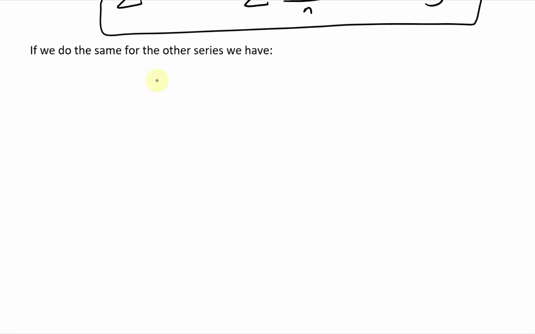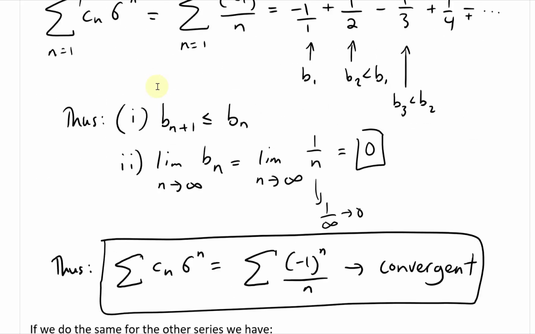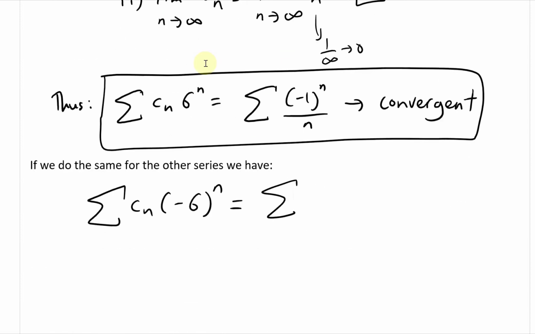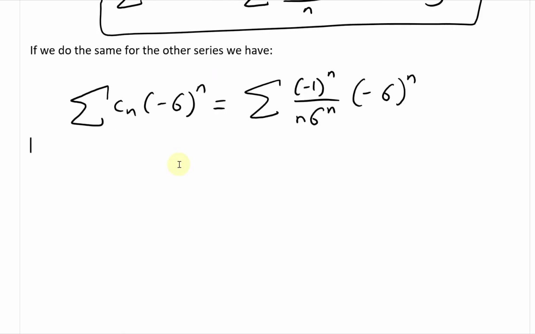So the summation of C_n times (negative 6)^n equals, and we're going to replace C_n with what we had. So C_n equals (negative 1)^n divided by n times 6^n at the bottom. So we have (negative 1)^n over n times 6^n, and then times negative 6 to the power of n. Alright, so now we just simplify this.